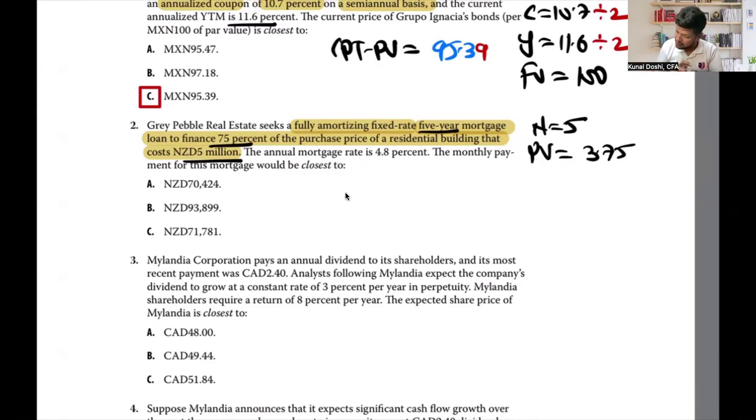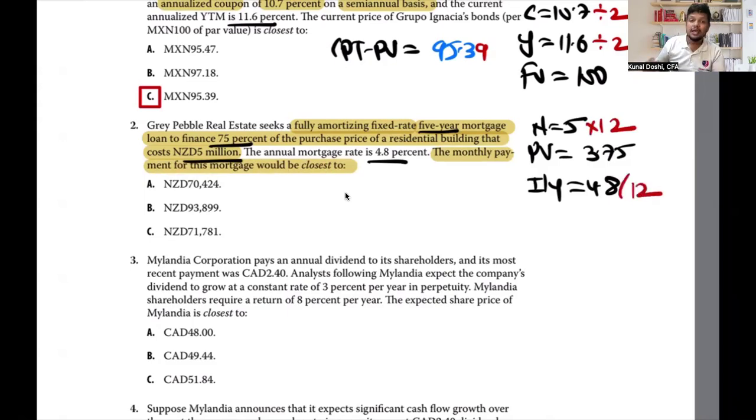75% of 5 million. Annual rate on the mortgage, that is my interest rate on the mortgage, will be I/Y, 4.8%. They have asked me the monthly payment for the mortgage. So everything has to be done monthly. This has to be multiplied by 12. This has to be divided by 12.